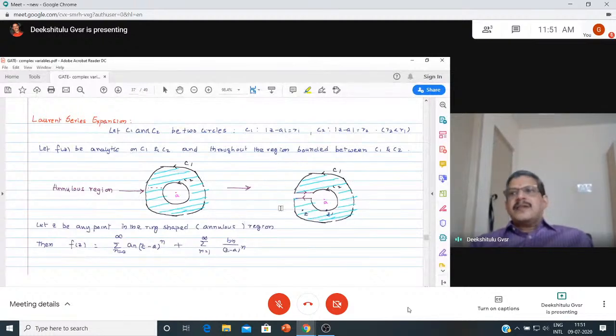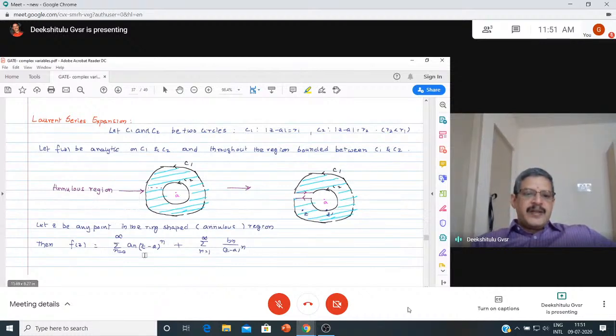So the Laurent series statement does not involve words like polar singularity. It talks about regions, the annulus region. Then we apply this to poles and singularities. Whenever a function is analytic in an annulus region, the function can be expressed like this. If you observe the first term here, it is the same as a Taylor series, with z minus a power n, positive powers.